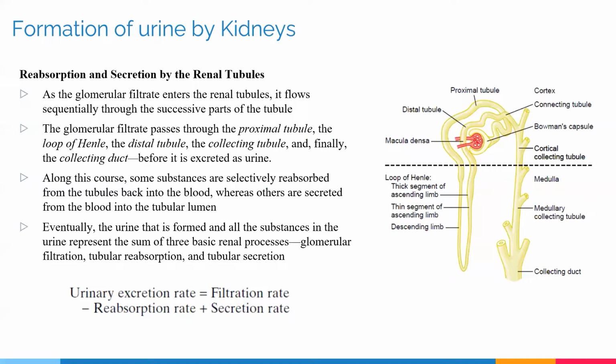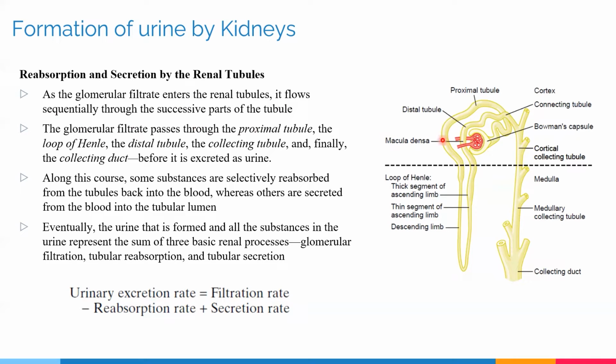First off, we will look into the formation of urine by the kidneys. The major forces behind formation of urine by the kidneys are the reabsorption and secretion by the renal tubules. Here we can see a diagrammatic representation of the nephron itself, which is the functional unit of the kidneys. The kidneys contain about 1 million nephrons, which contribute towards urine formation, but the process across them is the same. As the glomerular filtrate enters the renal tubules, it flows sequentially through successive parts of the tubule.